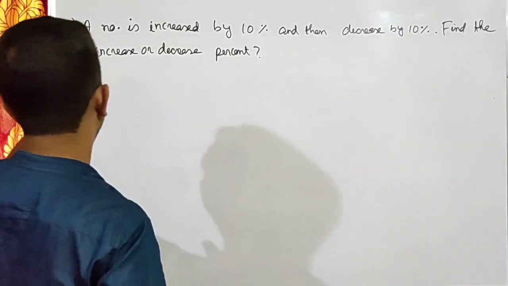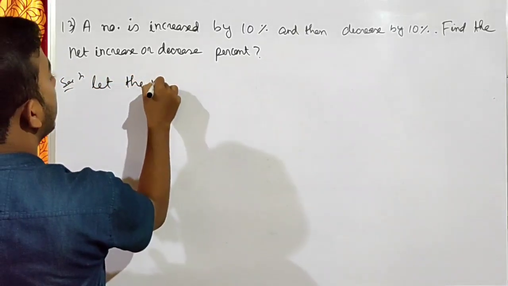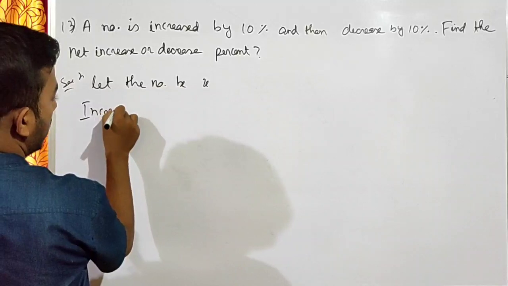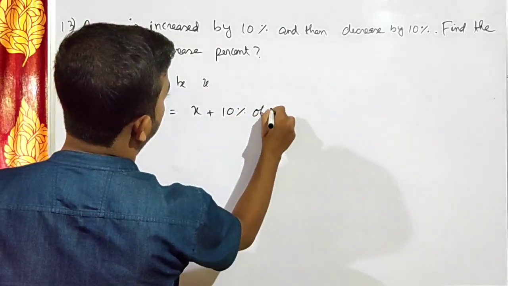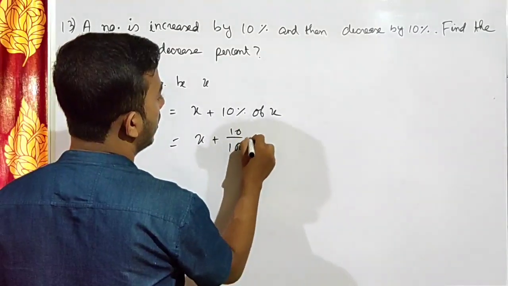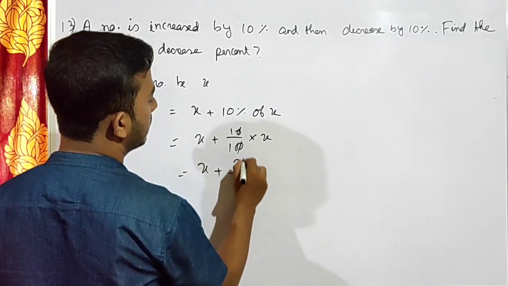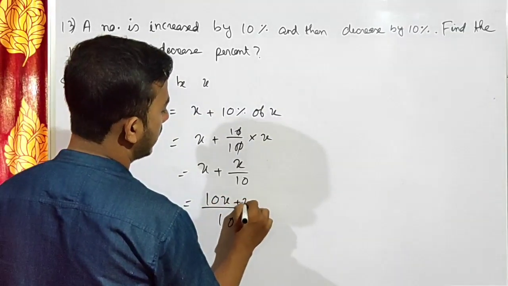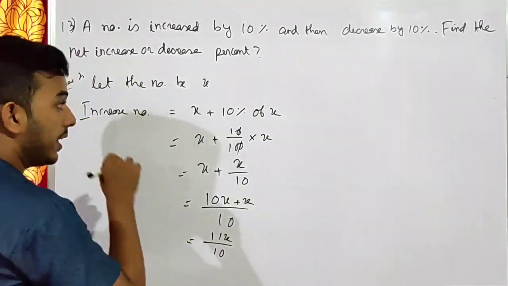So now let us consider, let the number be x, isn't it? Okay, so the increased number will be what? The increased number equals x plus 10% of x, isn't it? 10% of x means 10 by 100 into x, so the zeros cancel, and it will be x plus x by 10, isn't it? So it will be 10x plus x by 10, that is 11x by 10. 11x by 10 is the increased number.